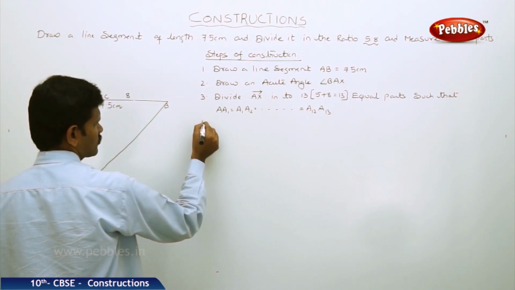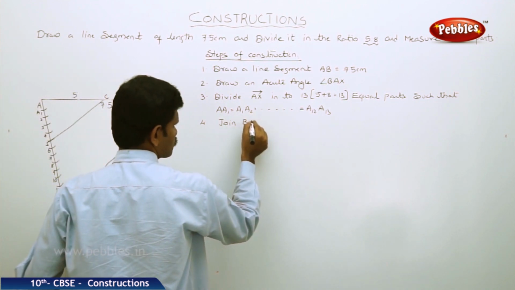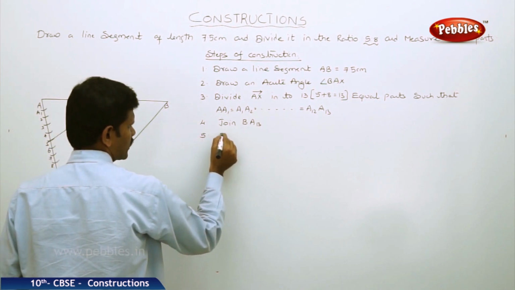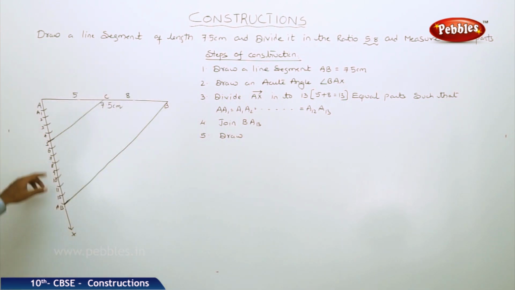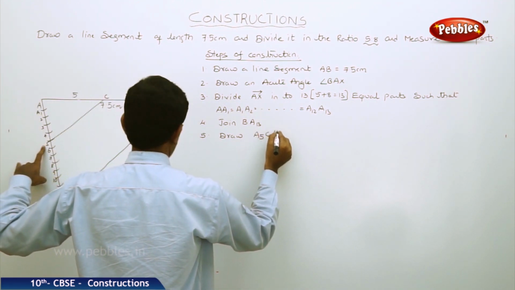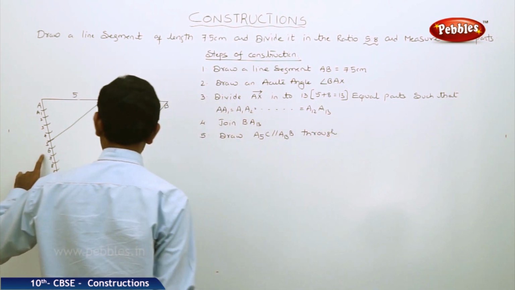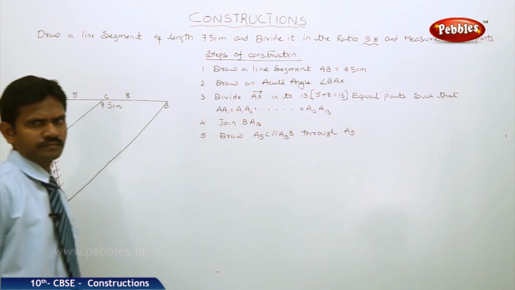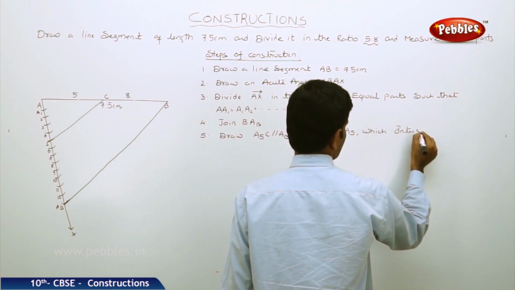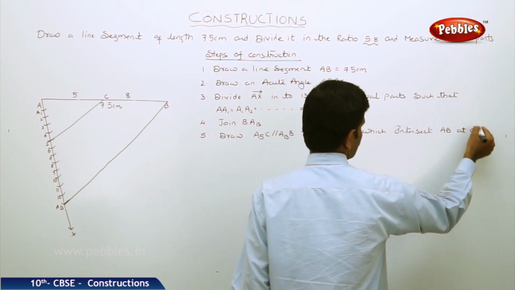Now fourth point, join BA13. Next, draw A5C parallel to A13B through A5, which intersects AB at C.